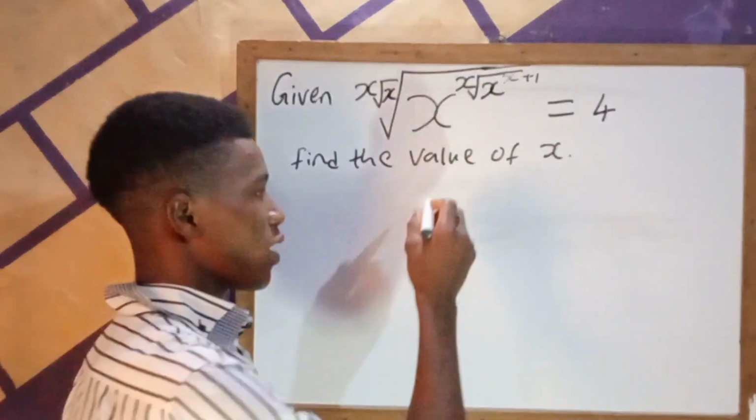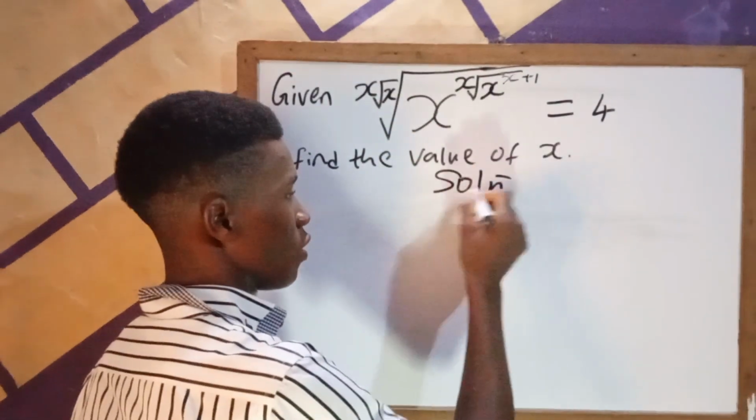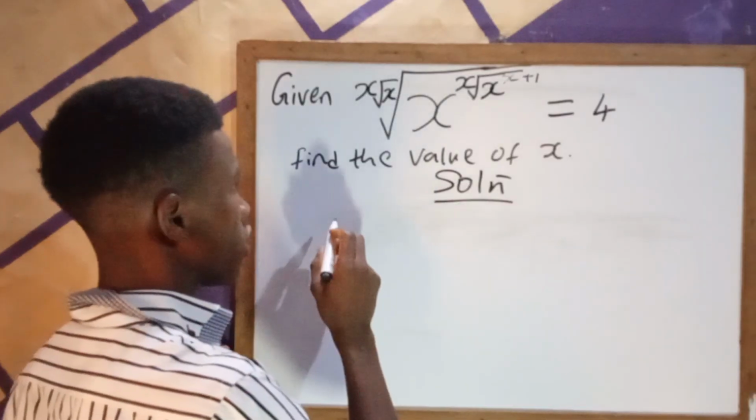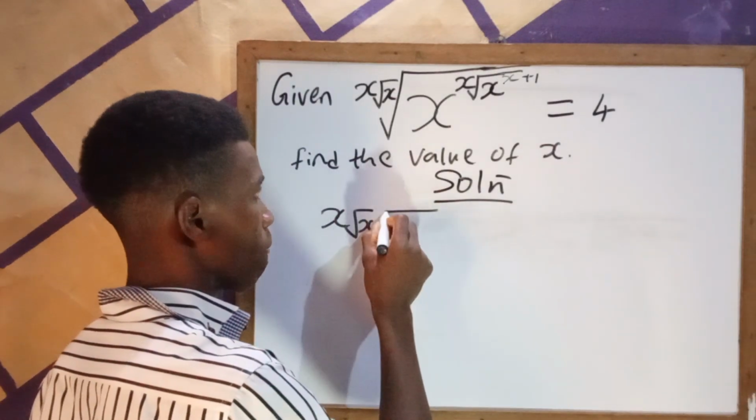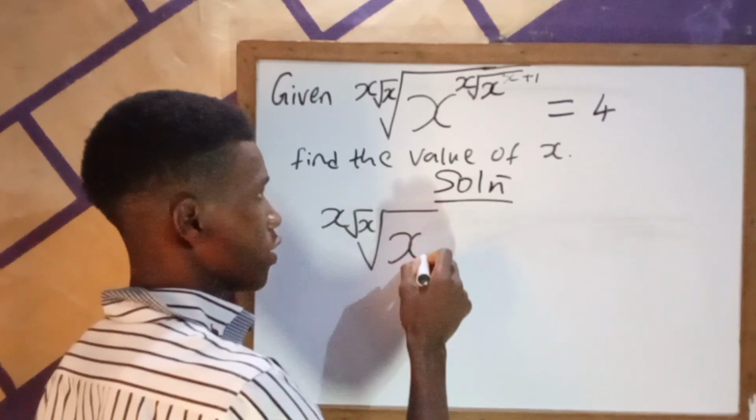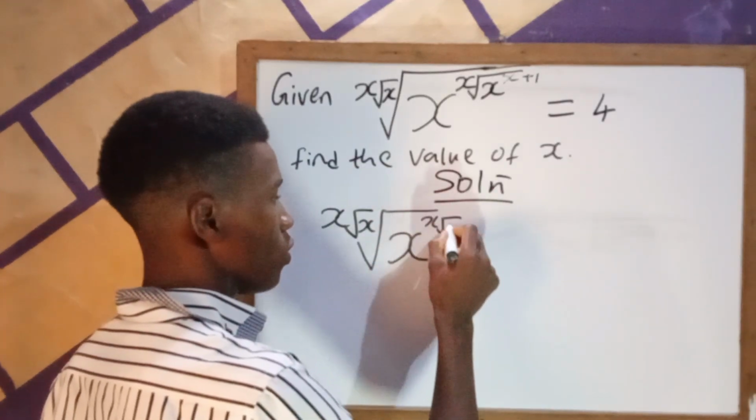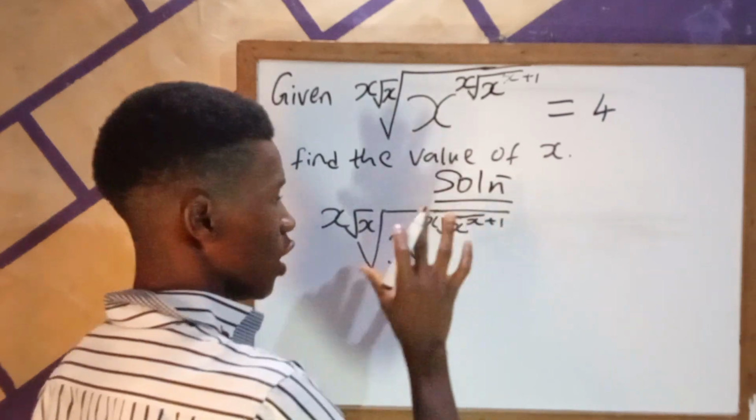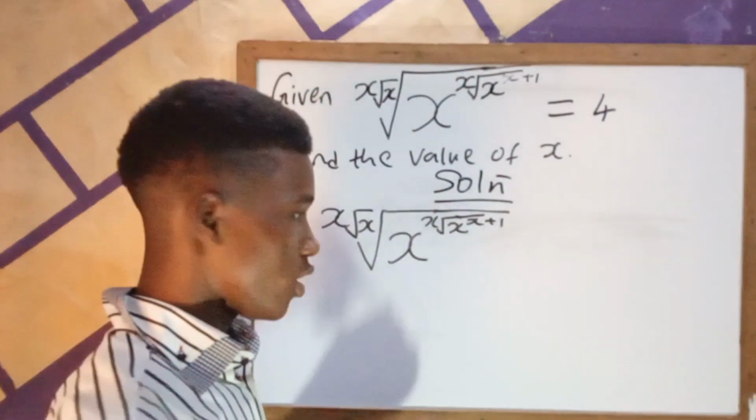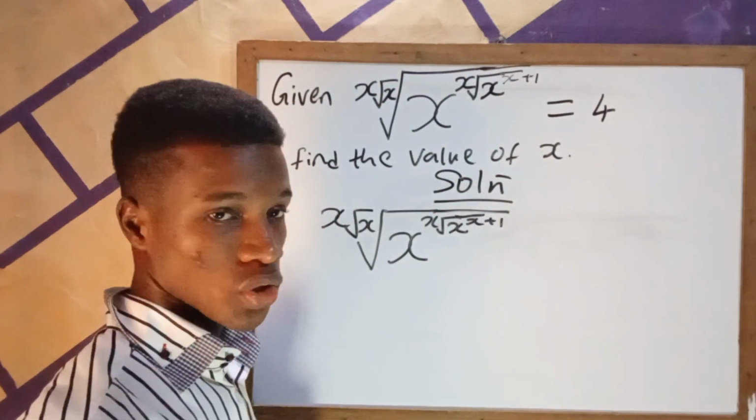So we proceed first of all by writing our solution, and we write out the surd equation. We write it this way: x to the power of x root x raised to power x plus 1. Now this is equal to 4 from the surd equation we are given.